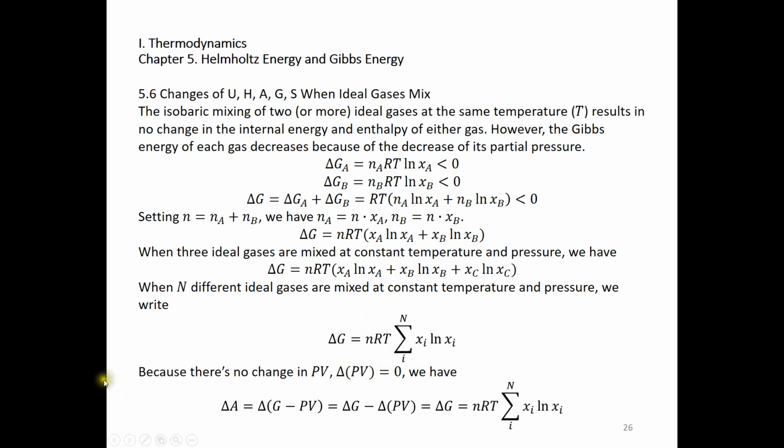Alright? Again, there's no change in PV. Delta PV is 0. So delta A is equal to delta G. Why? A is G minus PV. So delta A is delta G minus delta PV. Delta PV is simply 0. And therefore, we have delta A is also equal to nRT times the sum of xi ln xi.